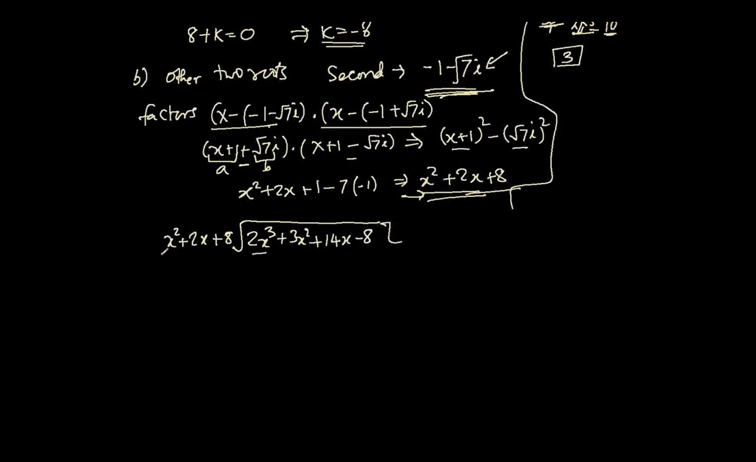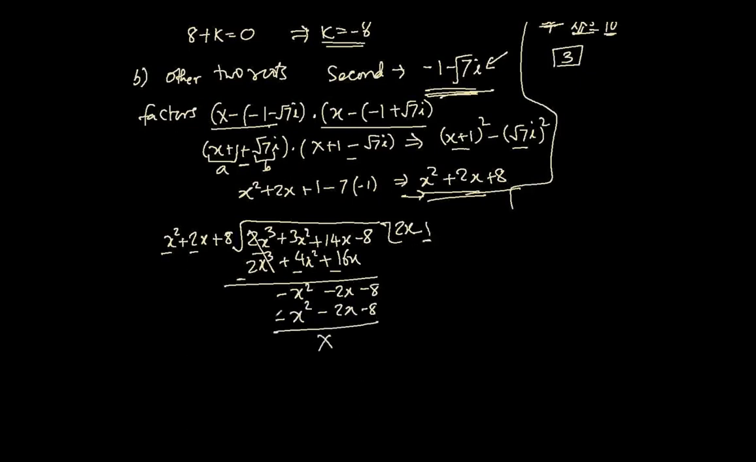So 2x cube and x square, I need 2x to multiply so that I get 2x cube here. Then 2x times 2x is 4x square, 8 times 2x is 16x. I subtract them, this cancels out, minus x square minus 2x, and then we have minus 8 already, and yeah, we're getting minus x square minus 2x minus 8 when we write minus 1 in the quotient, and we are not left with anything. It is a perfect factor.